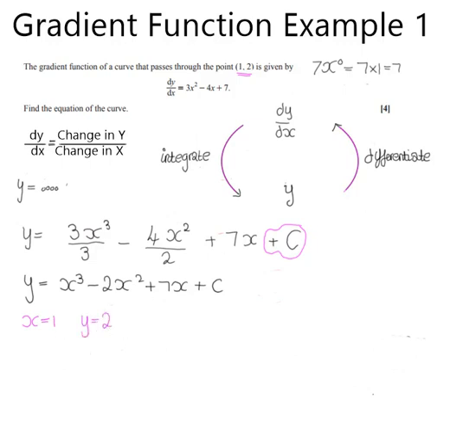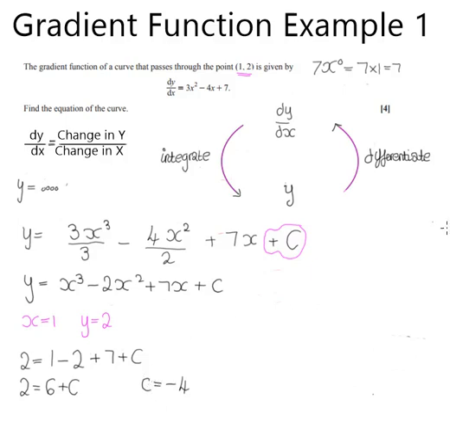So using this information, I can find what c is. Let's do this together. When y is equal to 2, x is equal to 1. So 1 cubed is 1, minus 2 times 1 squared, which is still 2, plus 7 plus c. You're going to notice we're going to simplify this to give 2 equals 6 plus c, which gives me an answer of c is equal to minus 4.